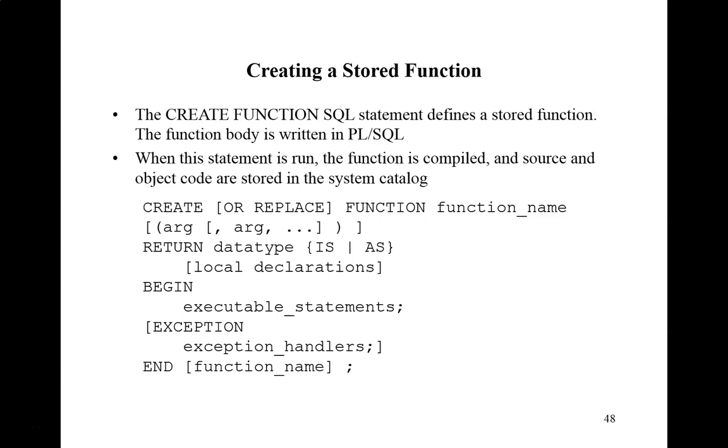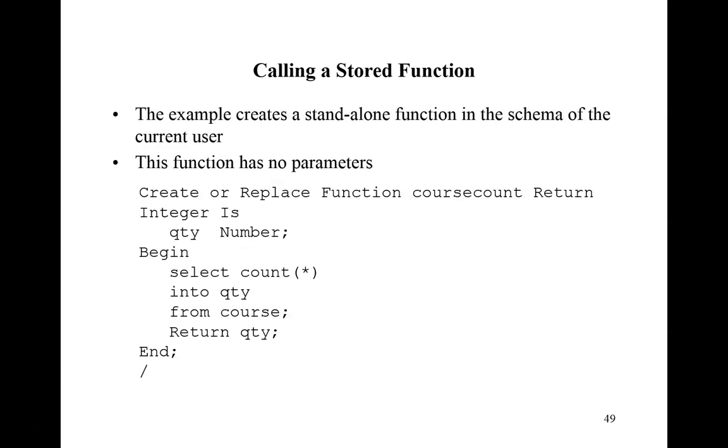We'll also see that calling a function is different than calling a procedure because we must accept and consume that value in some way. Here's an example of a standalone function, again stored within the schema of the current user. We're not addressing issues of sharing access to this with other users. This is a very simple function in that it has no parameters or no arguments. Again, we say create or replace function, meaning that if the function does not yet exist in the system, it will be created.